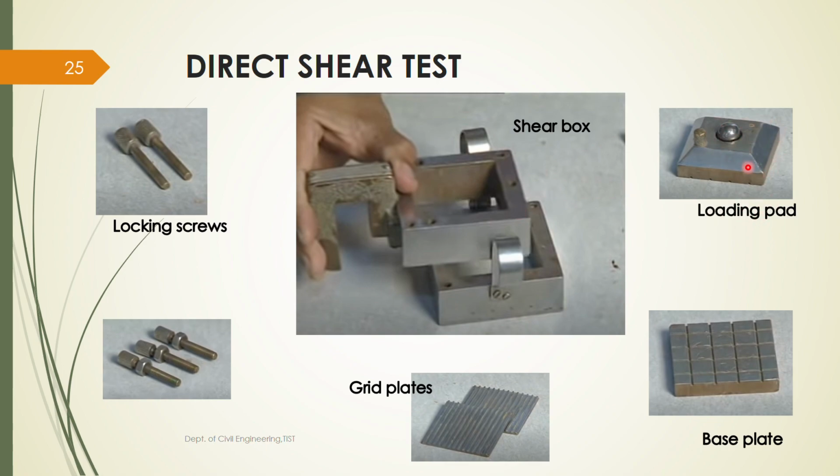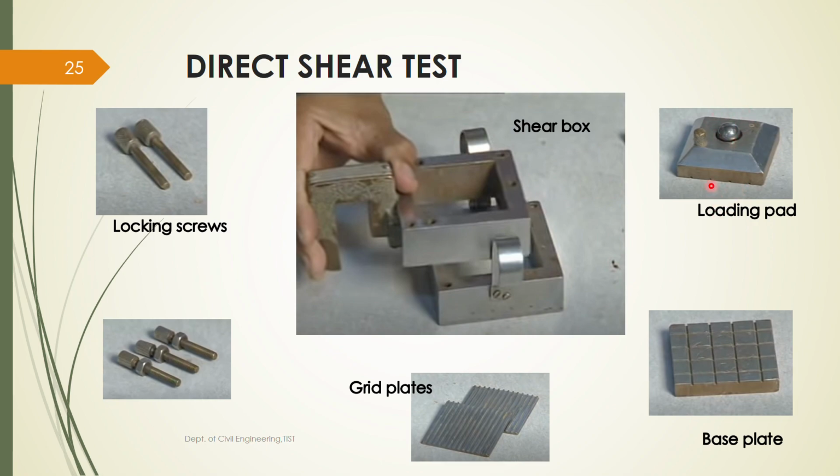On the top you will be placing the loading pad, and on the loading pad you can see a steel ball, and through this ball the normal stress is applied. Normally in the downward direction you will be applying a stress in addition to the shear stress. So that normal stress is applied through this steel ball downwards.